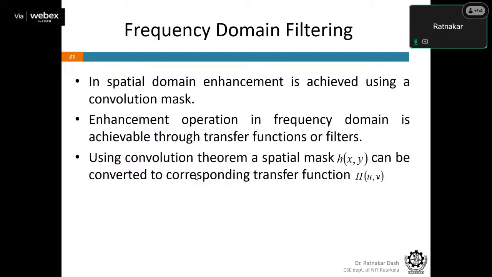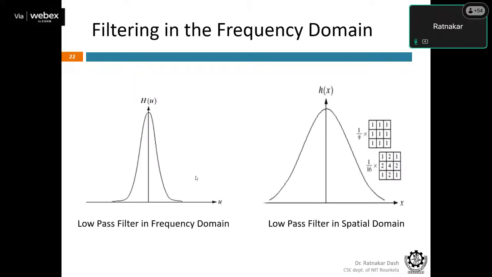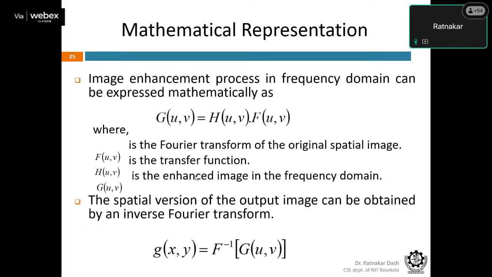Now mathematically, you can see there are different filters we use in the frequency domain. Let us try to understand the basic operation, then we'll come back here. Any filtering process in the frequency domain we can mathematically express as G(u,v) equal to H(u,v) into F(u,v). Let me take some time to describe this particular equation.